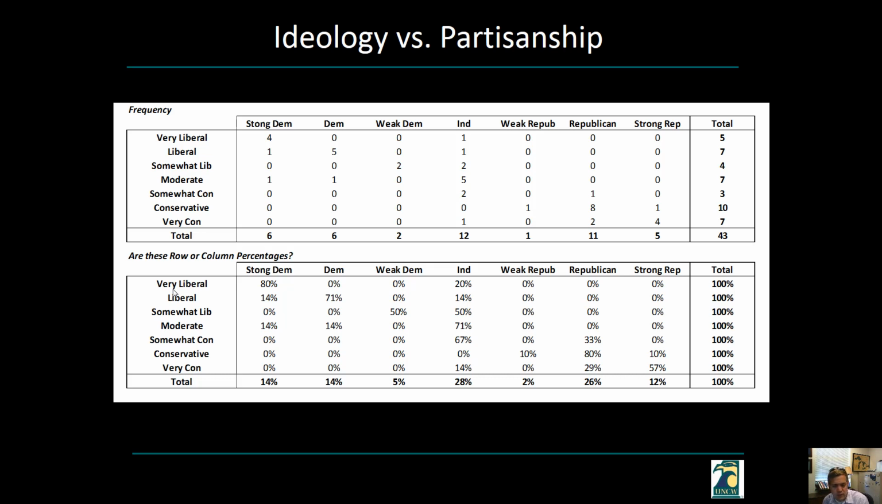So you find the 100%. 100% is over here. 80% of very liberal people identify as strong Democrats. These are row percentages. All right? And here again, based off percentages, you see this large group of people here and a large group of people over here. If you notice, 0% of the liberal individuals identify as any degree of Republican, and 0% of the people who say they're conservative identify as a Democrat to some degree. So it seems there's a relationship there.